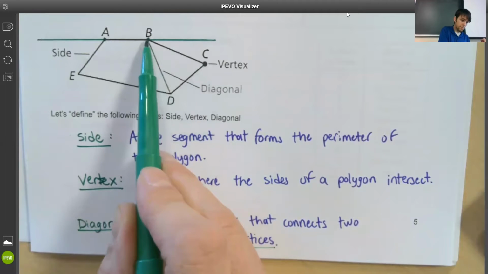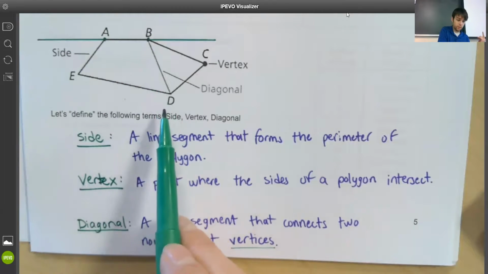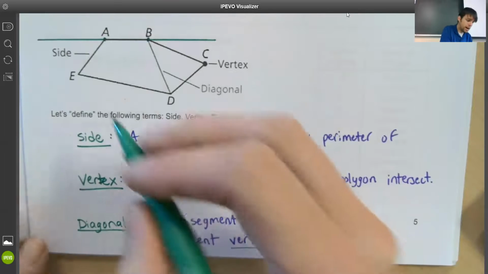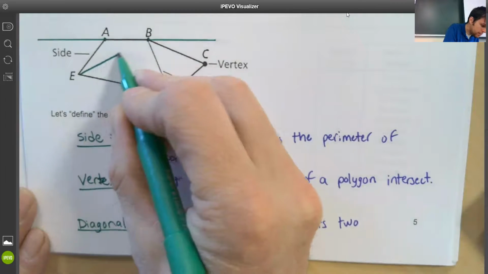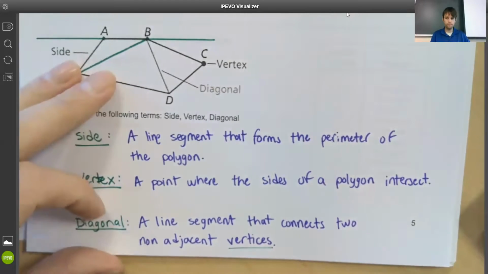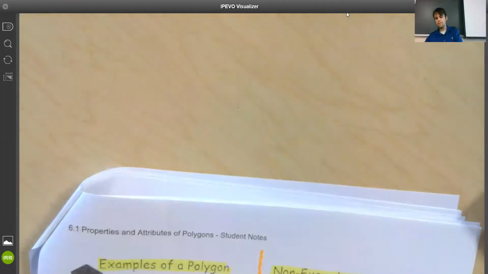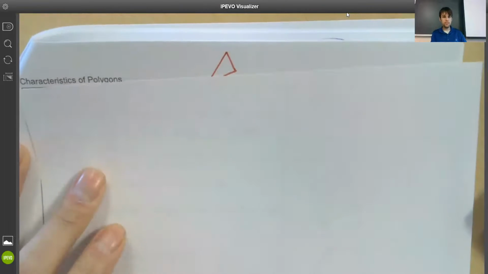So here we have a picture of a diagonal from B to D. So that is non-adjacent vertices that are being connected. And there's a lot of vertices, right? We could connect any two of these vertices that are not adjacent and create a new diagonal. Let's go ahead and move forward. We're going to take a look at some further definitions of some characteristics of polygons.